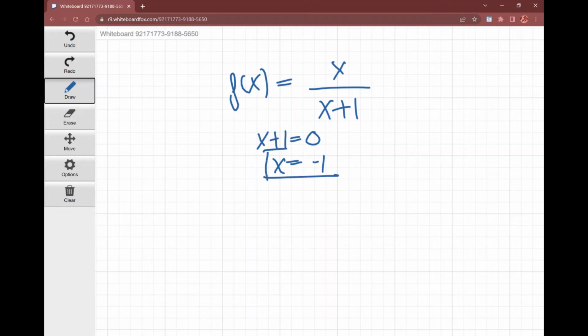And since this is the point where it doesn't exist, this is where you're going to take your limit to. So I do the limit as x approaches negative 1.